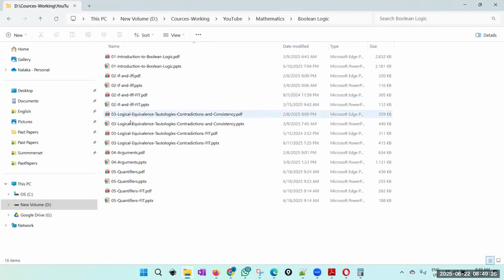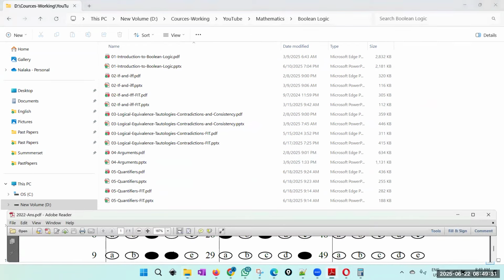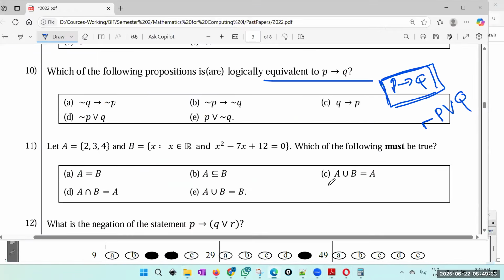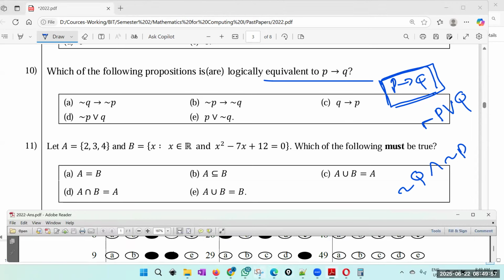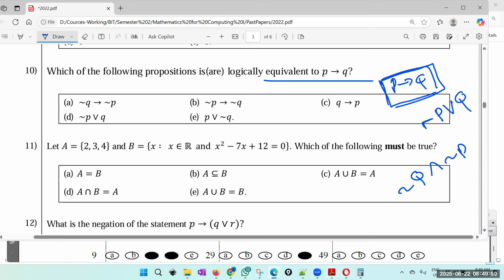Q has not happened and P has not happened. Not Q and not P. No, I don't think so. That is a contradiction. No, that is not what I'm looking for. There's an equivalent statement. Let me open the note.